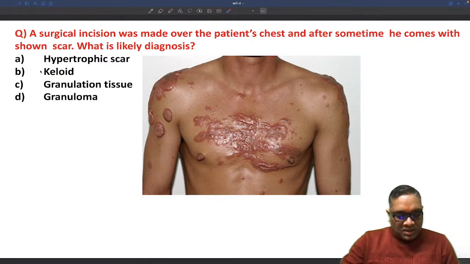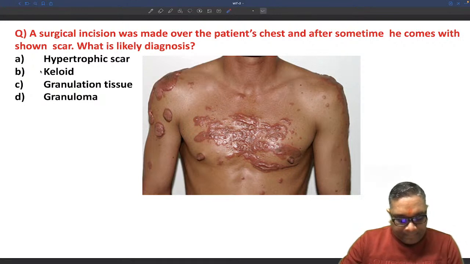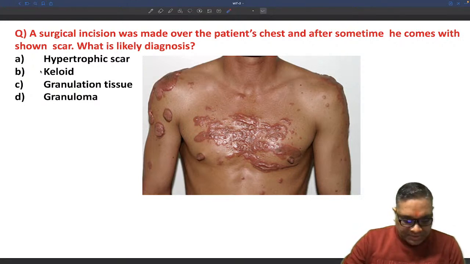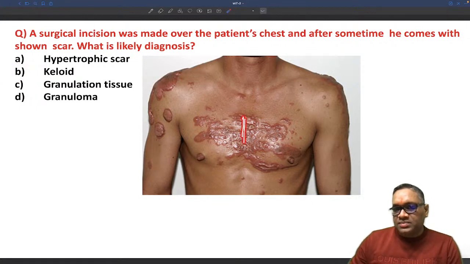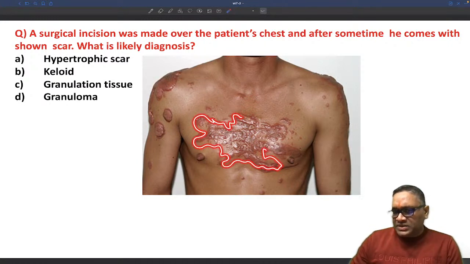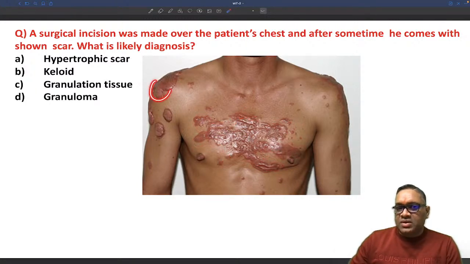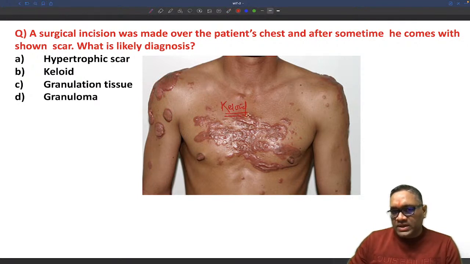So in this question, I think Sabyasachi has given me the first correct answer, right? So the answer is keloid. You can see this is the external mark. Probably there was an incision, and after the incision, now the wound has grown beyond the margins, right? So beyond the incision margins it has grown. So you can see here also, here also. So this kind of scar is called keloid.